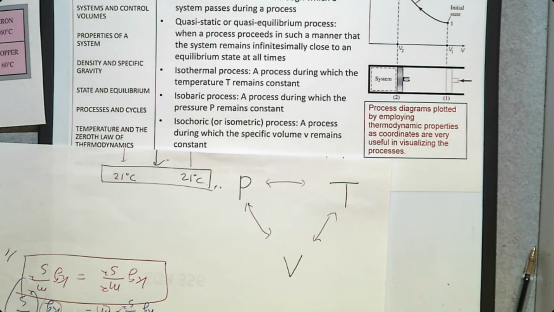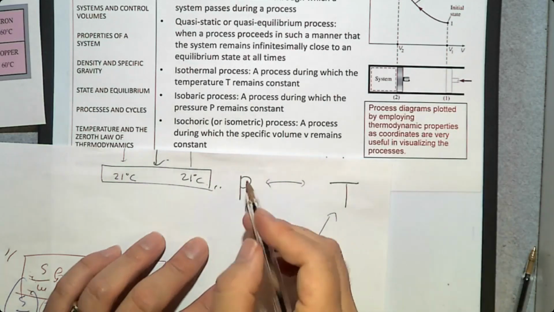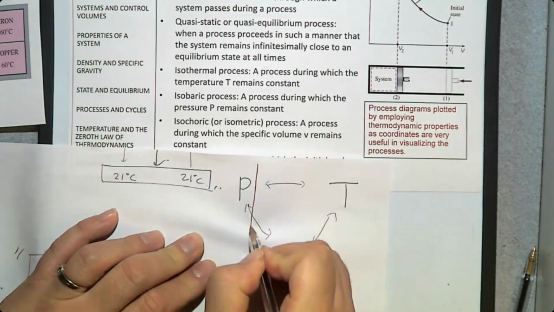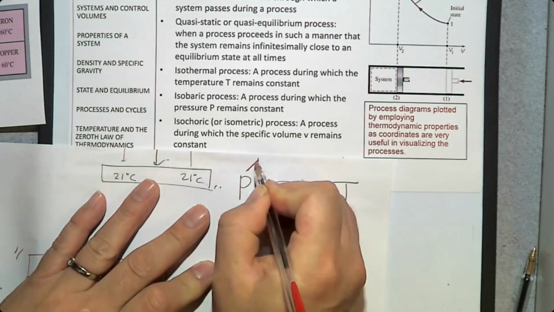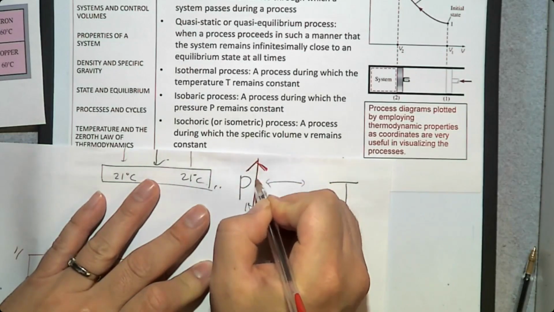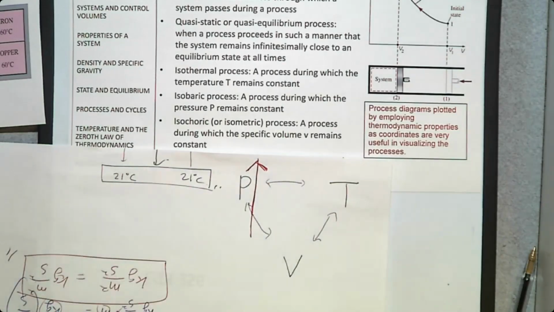So I'm going to increase the pressure. Then, can you tell me what's going to happen to the temperature? If you increase the pressure of the air in this classroom, what happens to the temperature of the air in the classroom? How many of you think that the temperature goes up? Goes down?